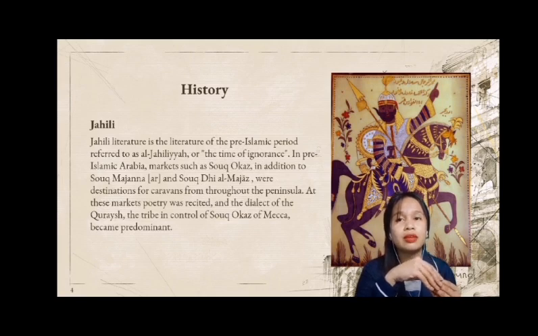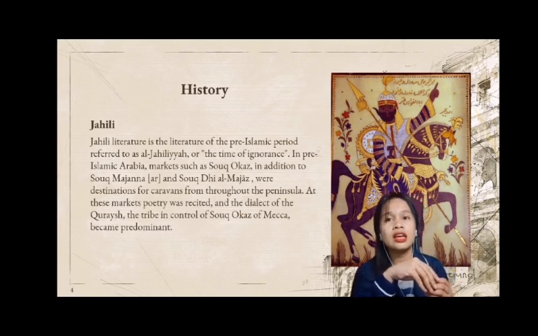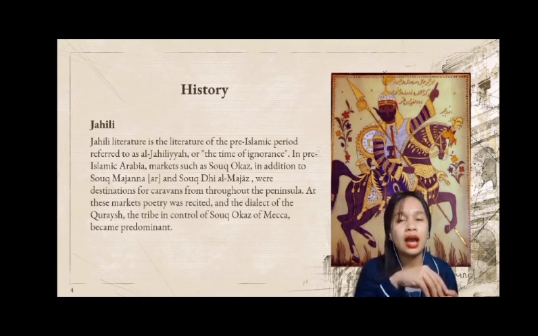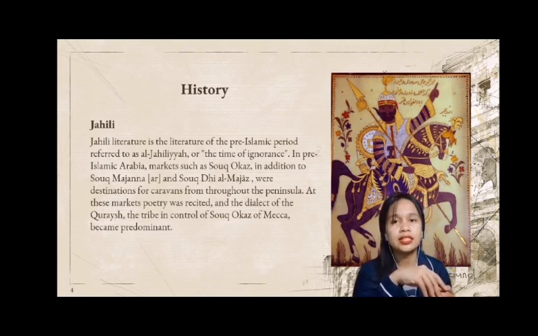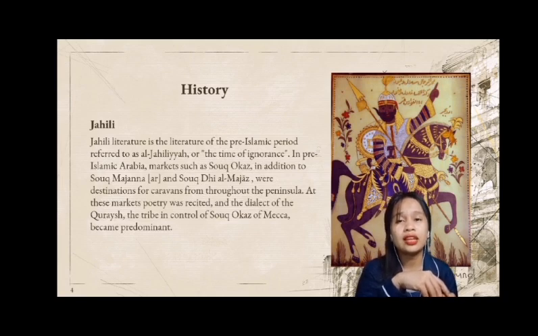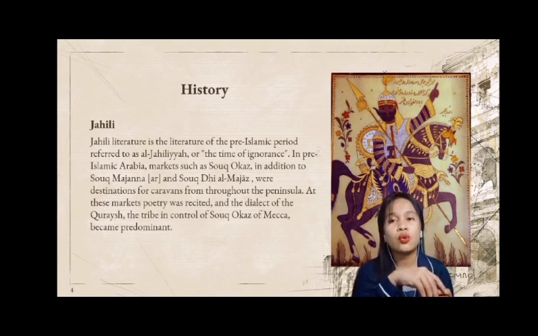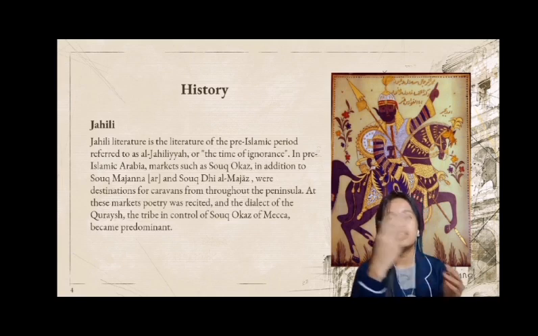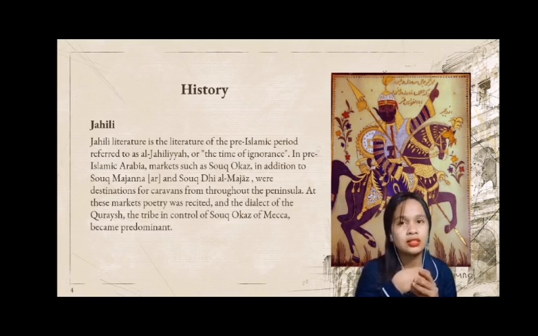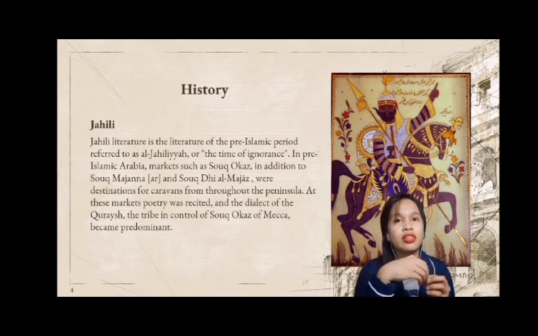In pre-Islamic Arabia, markets such as Souk Ukaz, in addition to Souk Majanna and Souk Dhul-Majaz, were destinations of caravans from throughout the peninsula. At these markets, poetry was recited, and the dialect of the Quraysh, the tribe in control of Souk Ukaz of Mecca, became predominant. So, back in the history, poetry is one of their pieces.